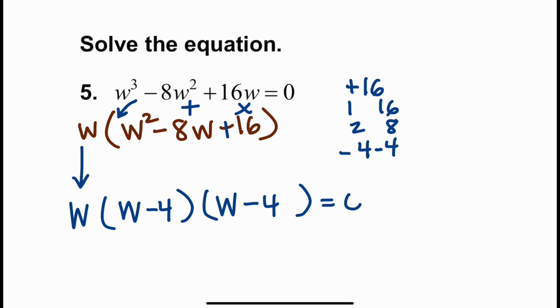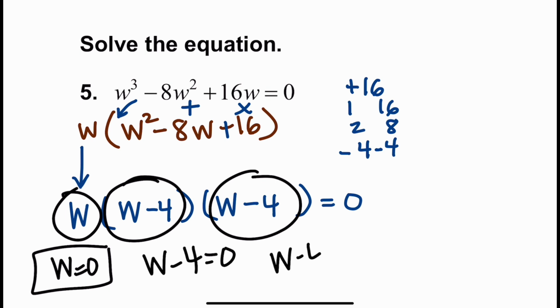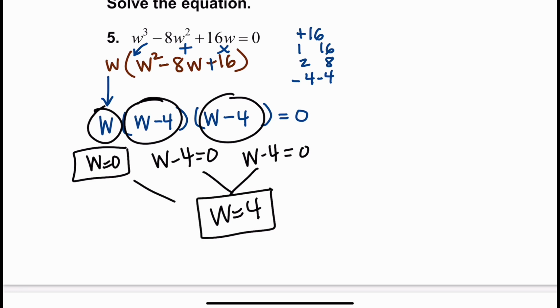So I'm going to set this equal to 0. I have 3 things multiplied to equal 0. So I have W equals 0, and that's one of my answers. W minus 4 equals 0, W minus 4 equals 0. Now both of these are going to give me the same answer of W equals 4. So I just need to write it once, but this is called a multiplicity of 2 where it happens twice. So I'm just going to write W equals 0, 4 for my answer there.